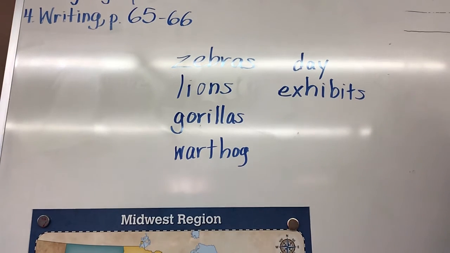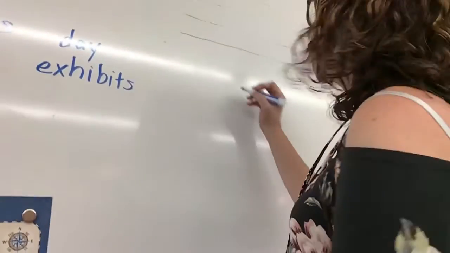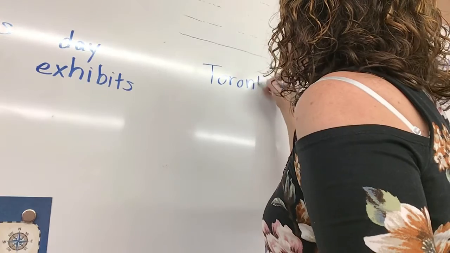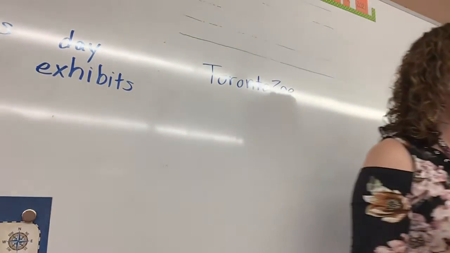All right, let's go on to proper. Now for proper, Toronto. But is it just saying Toronto? Toronto Zoo. Yes. So for proper, Toronto Zoo, that is proper because it is capitalized. That's one. Anybody got another one?